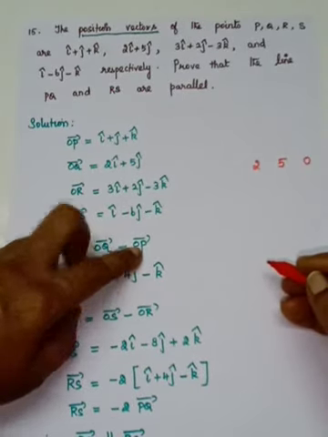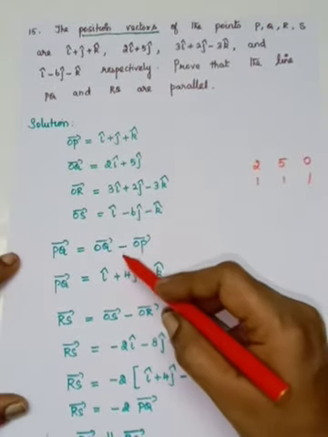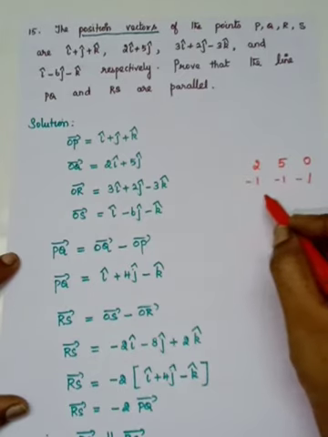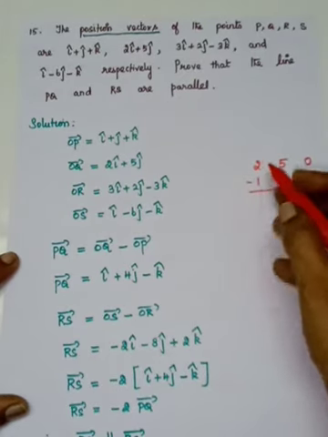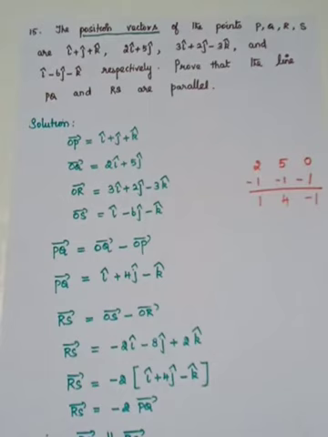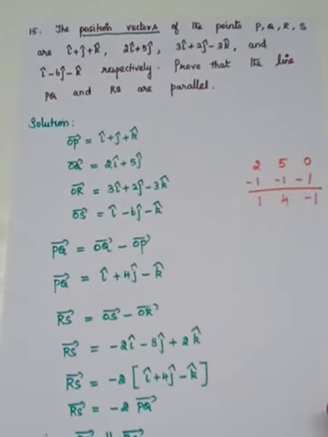And here, OP vector. What is the coefficient of OP vector? 1, 1, 1. So in between, what you are having? Subtraction. So you have to change the sign. Minus, minus, minus. So if you calculate, it is 2 minus 1 is 1, 5 minus 1 is 4, and 0 minus 1 is minus 1. So I have written only the coefficient. So you have to write it as a vector. So PQ vector I have found.